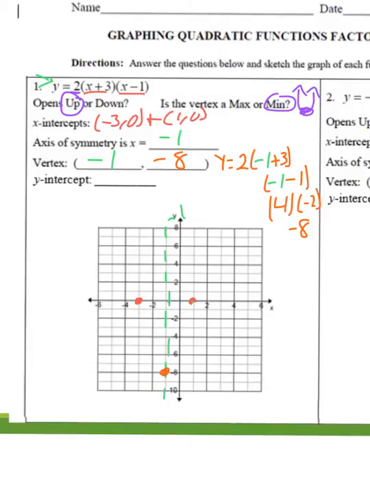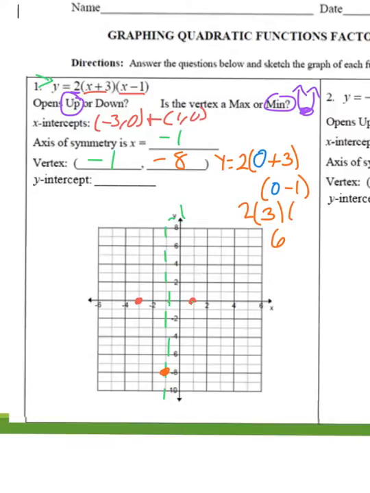So let me erase those negative 1s real quick. That way we can fill that in. I'm going to go ahead and plug in a 0. So 0 plus 3 is... Okay, so doing this math, we're going to have 0 plus 3, which is 3, times 2, which is 6, and then 0 minus 1 is negative 1, so carrying all that down. 6 times negative 1 is negative 6.